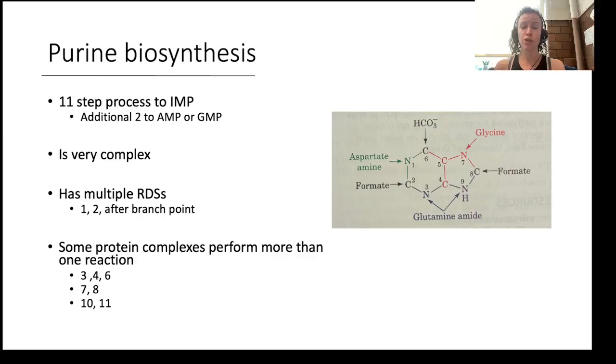On the slides, you're going to see that I keep this picture kind of at the top because I'll be mentioning when we add this nitrogen or this carbon. So here is like the backbone of our purines, and we're going to watch it built atom by atom.